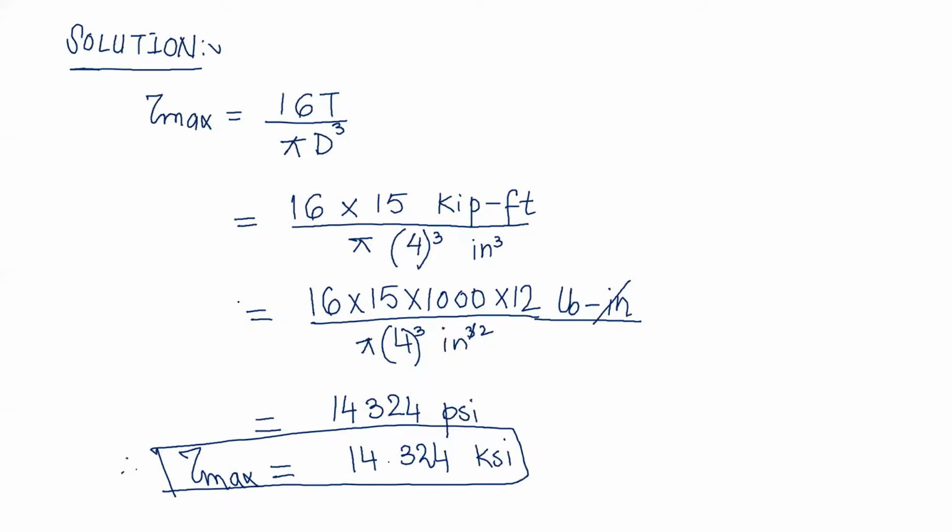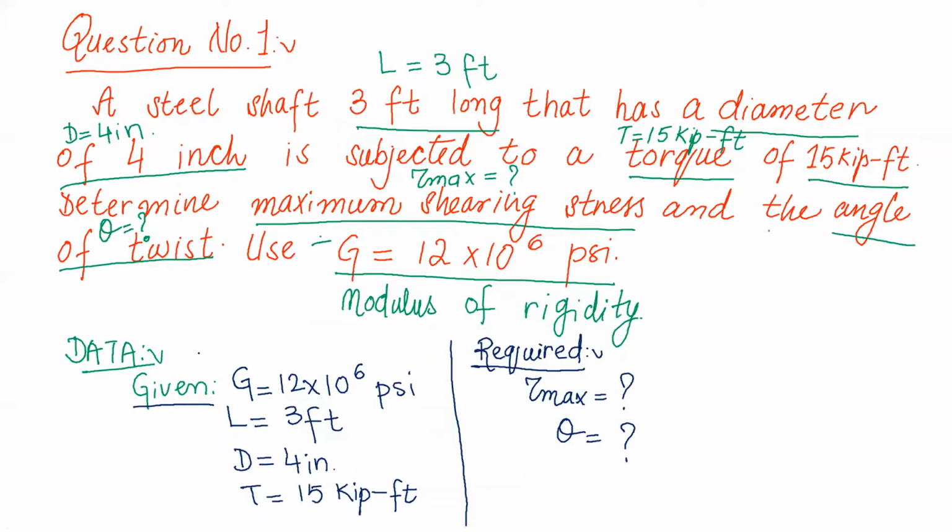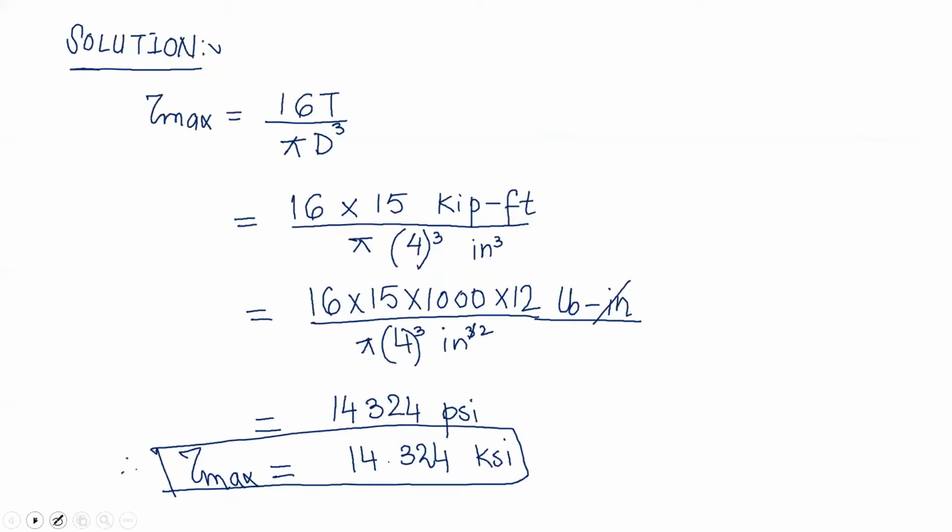Now, what is the other required thing? Let's have a look. Another required thing is that we have to find out this theta, that is the angle of twist. We know the values of G, L, and T. So we are moving towards the next slide and we are going to write down the formula of theta, the angle of twist. Theta equals TL over JG. J is the polar moment of inertia.